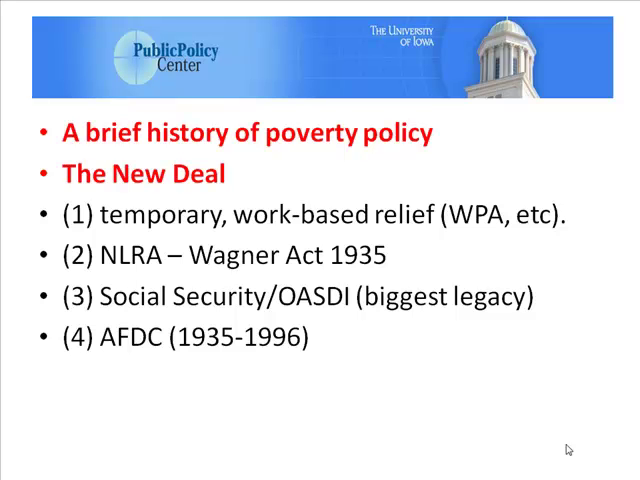all in one way or another take the unemployed, put them to work, give them either a government job directly or a heavily subsidized private sector job, and attempt to not only relieve poverty that way, but to pump money into the economy and get the economy to recover. The New Deal is also known for the National Labor Relations Act, otherwise known as the Wagner Act, that guarantees unions the right to organize.